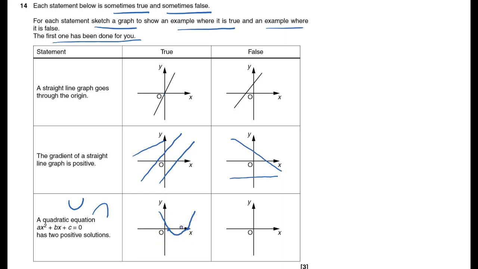When it's not true, it mustn't do that. So you could have one like that, because that's got one negative and one positive root. You could have something like that, because that never crosses the line, so that would have no roots. You could have it so it crosses, so they're both negative here, something like that. But what you can't have is where they both cross to the right of the line, because then it would have two positive solutions. I hope that helps.